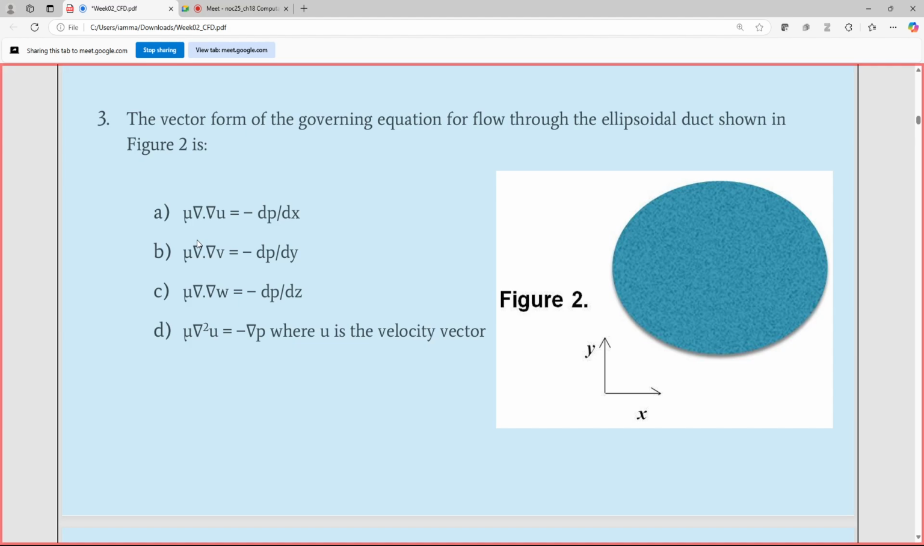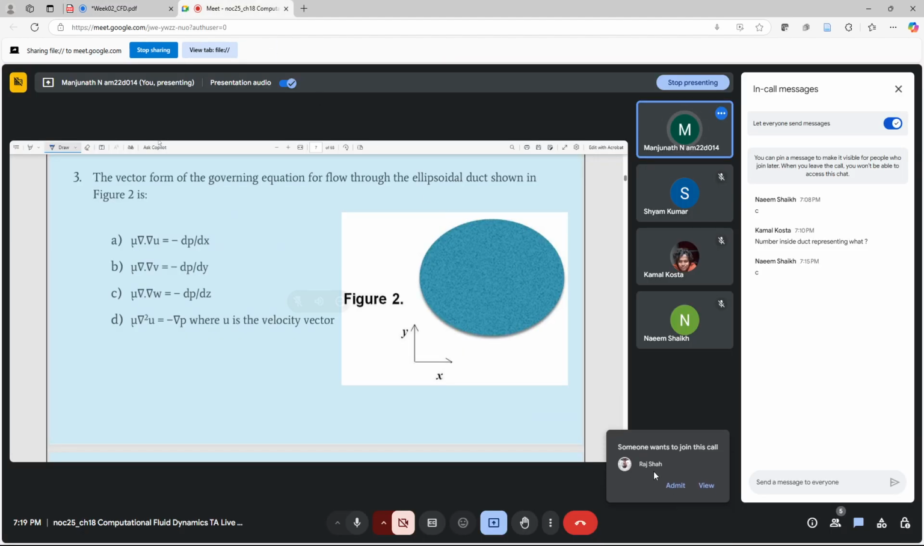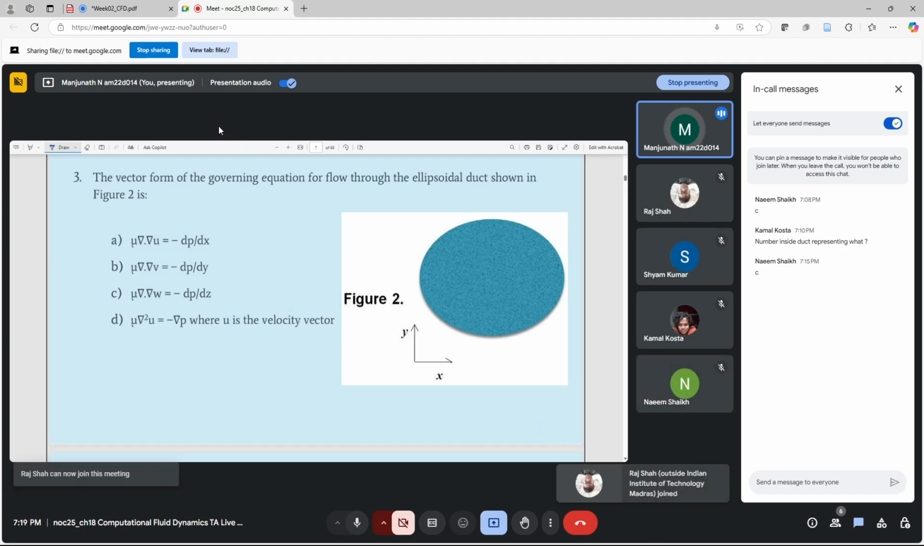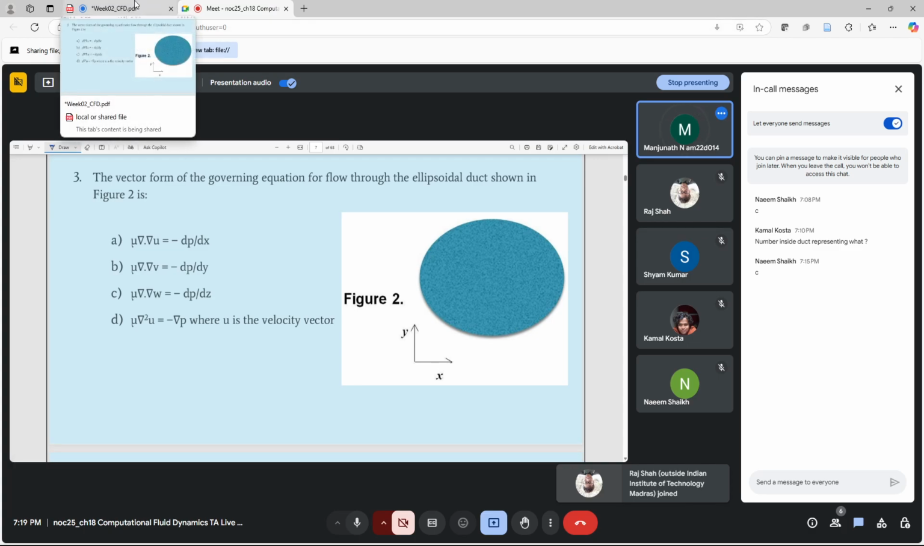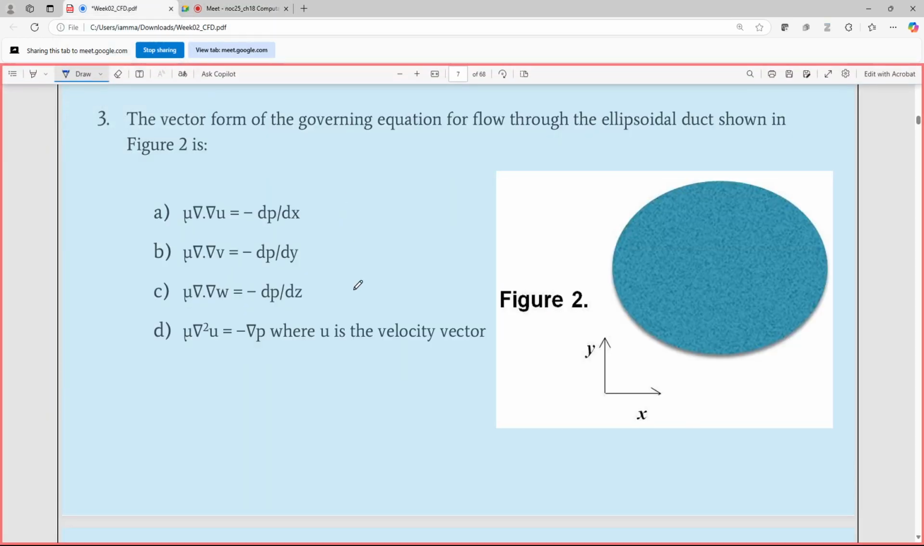Options are: option A, mu del dot del u is equal to minus dp by dx. Option B, mu times del dot del v is equal to minus dp by dy. Option C, mu times del dot del w is equal to minus dp by dz. Option D, mu del square u is equal to minus del p, where u is the velocity vector. Which among the following represents the vector form of the governing equation for the flow through the ellipsoidal duct? You can inbox your answers.